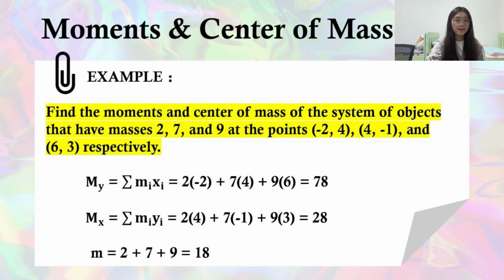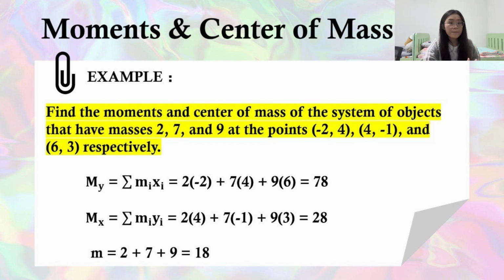So now, let us look at one of the examples of the questions about the moments and center of mass. Find the moments and center of mass of the system of objects that have masses 2, 7, and 9 at the points (-2, 4), (4, -1), and (6, 3) respectively. At first, we need to find the sum of the product of its mass and its distance from a point, and then calculate the total mass.